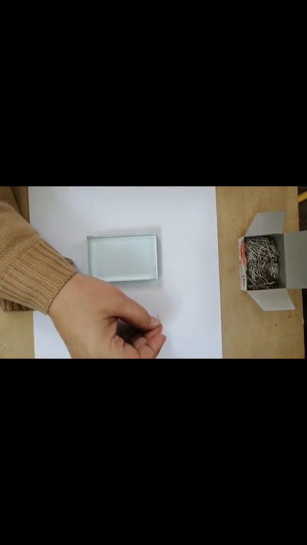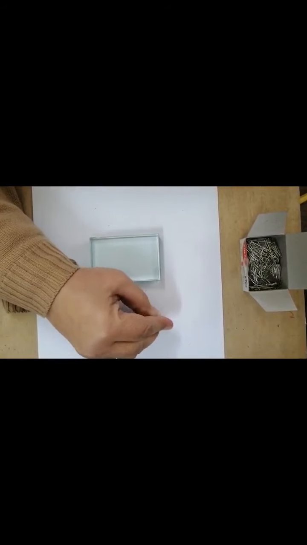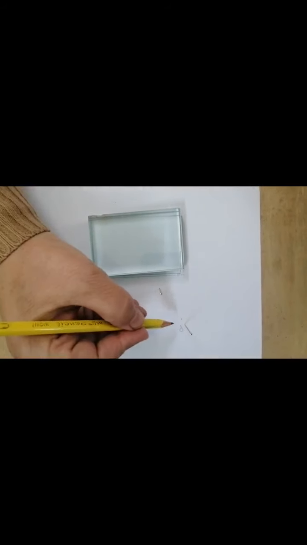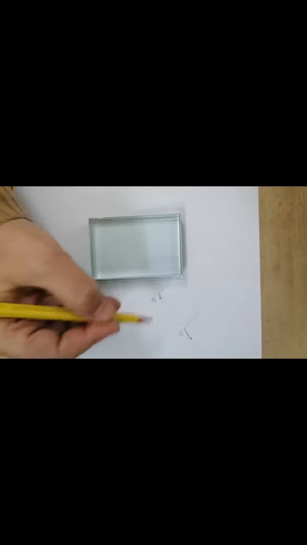Now, I have to put two common pins in such a way that they make an angle with the surface AB. Now I am going to put these pins. I have fixed these two pins P and Q. This is pin P and this is Q, in such a way that they make an angle with the glass slab.